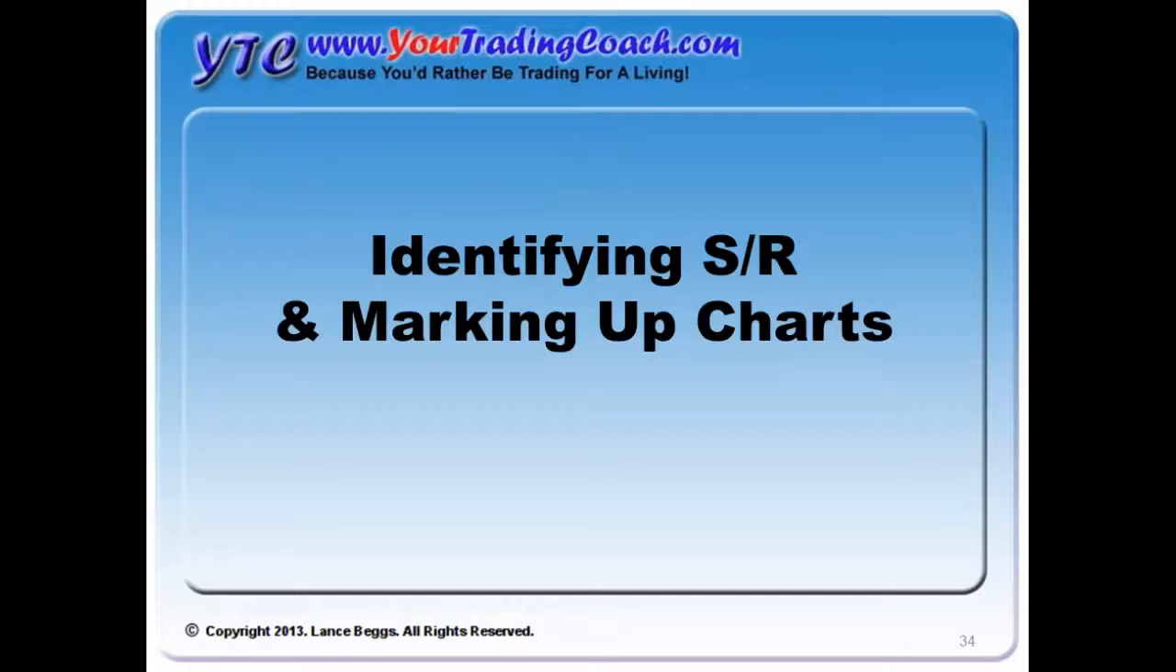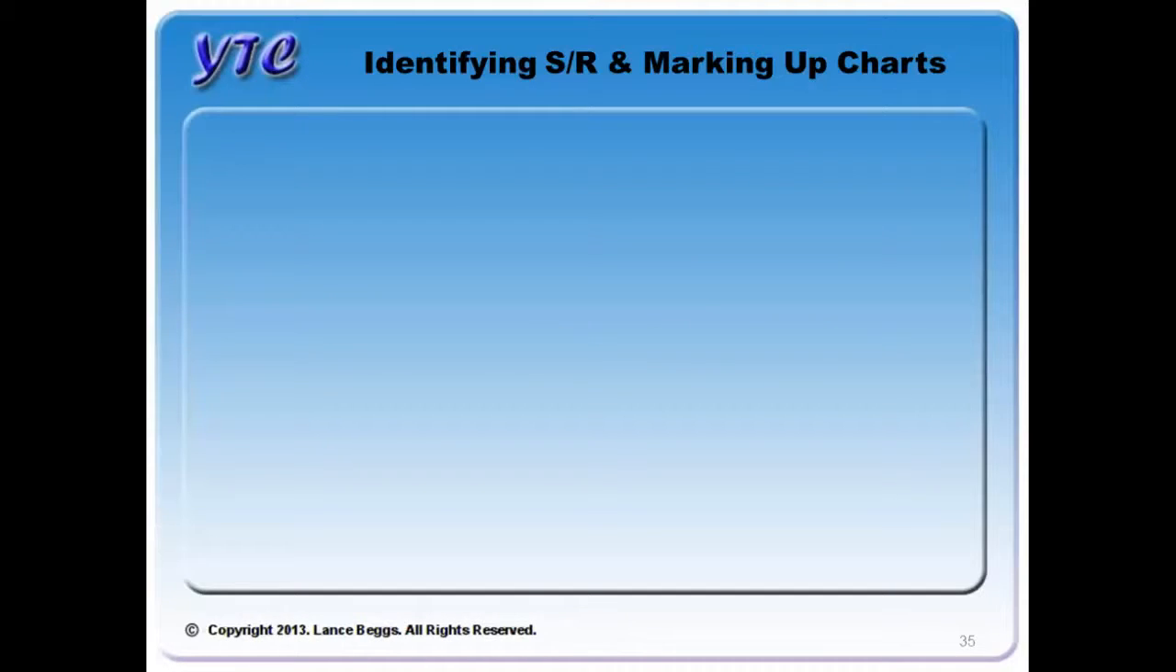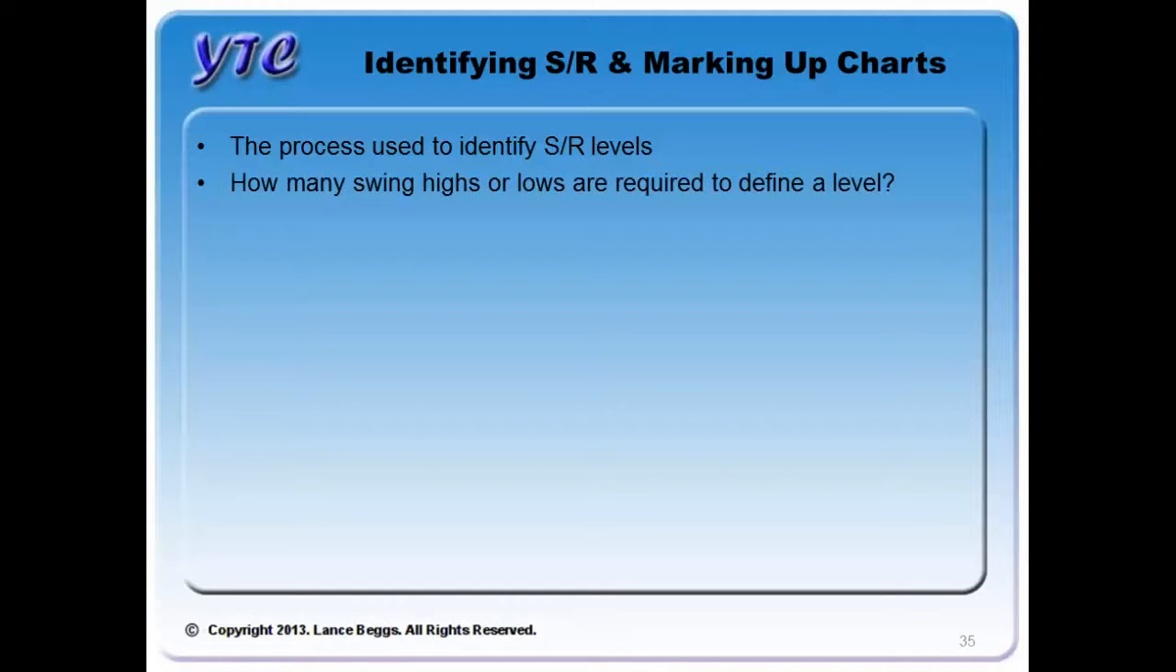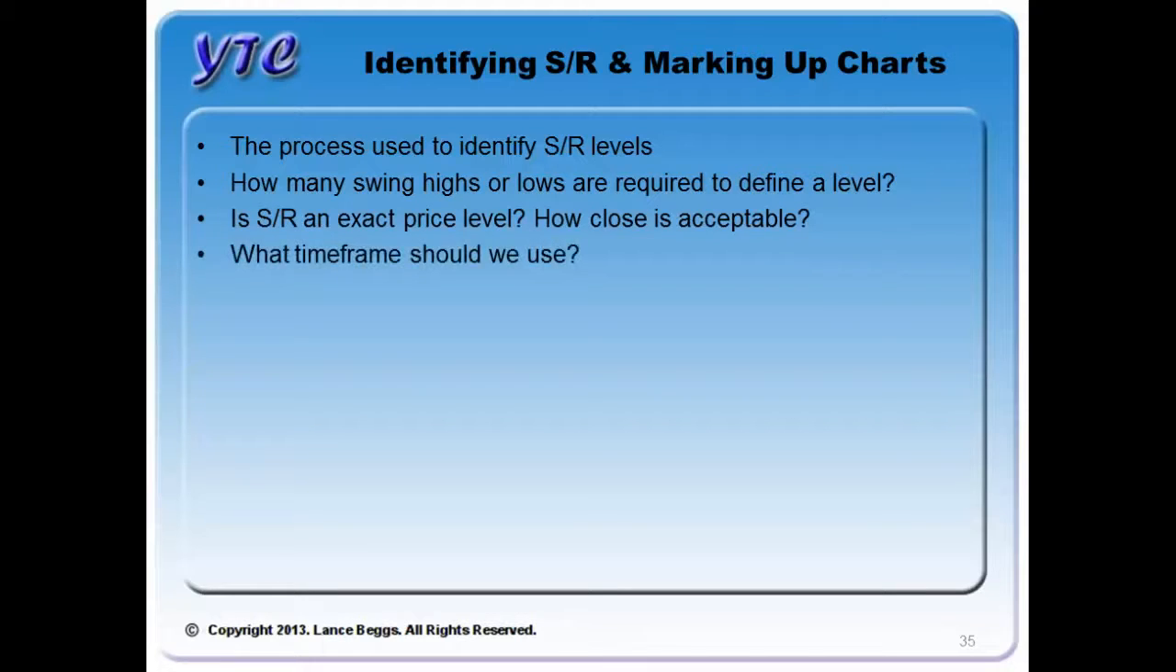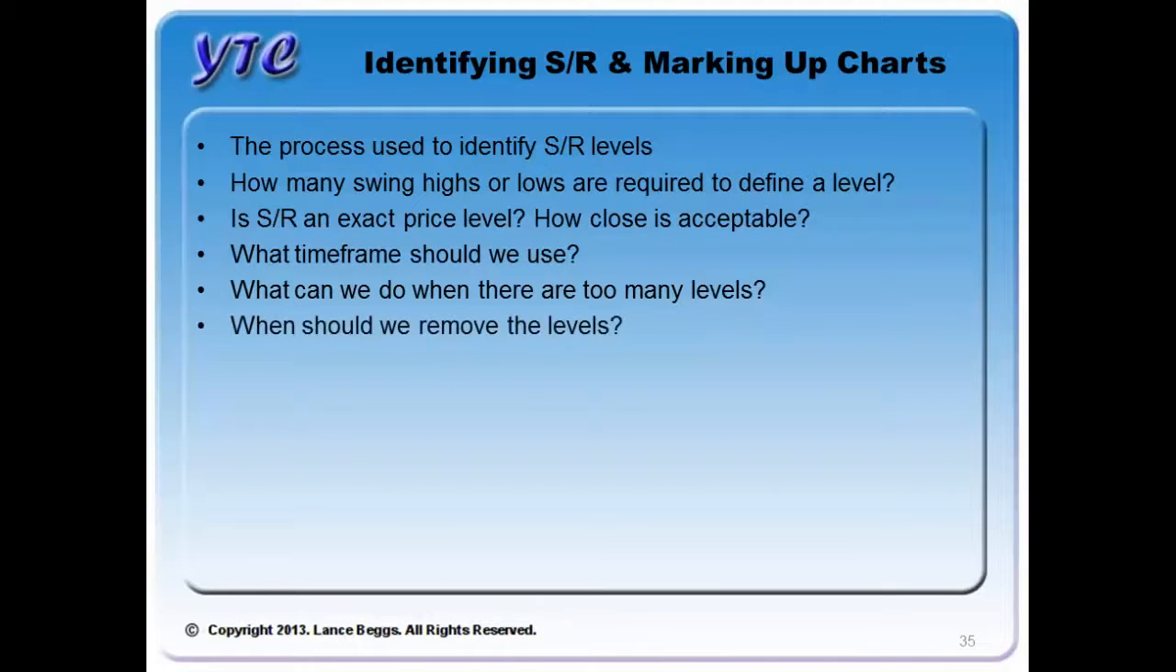So how do we identify our SR levels and how do we mark up our charts? We'll cover this topic in several parts. We'll start by looking at the process, but then follow it up with some questions that will fine-tune our understanding. How many swing highs or lows are required to define a level? Is SR an exact price level, or how close is acceptable? What time frame should we use to define our levels? What can we do when there are too many levels and our charts are really congested? When should we remove levels from our charts? And we'll discuss potential variations to the above because nothing is fixed in stone in trading.